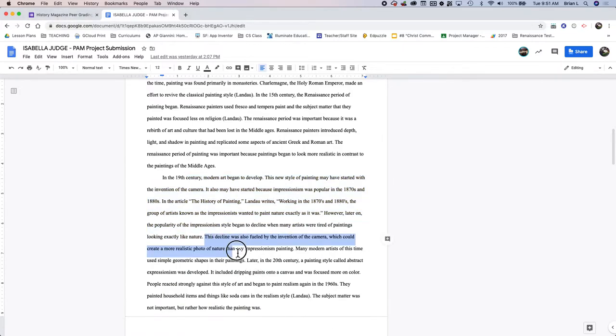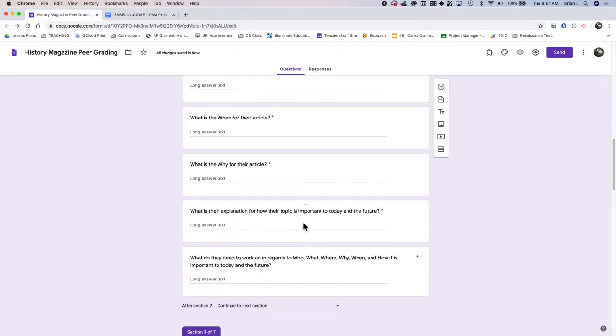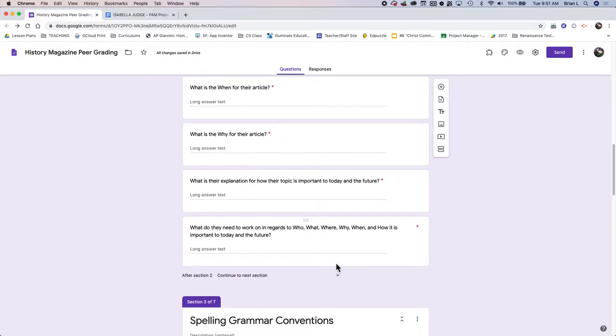As you can see, she starts talking about how cameras start affecting painting and how it's... Yeah, so she's talking about how it's affecting the future and today, so it's pretty cool.